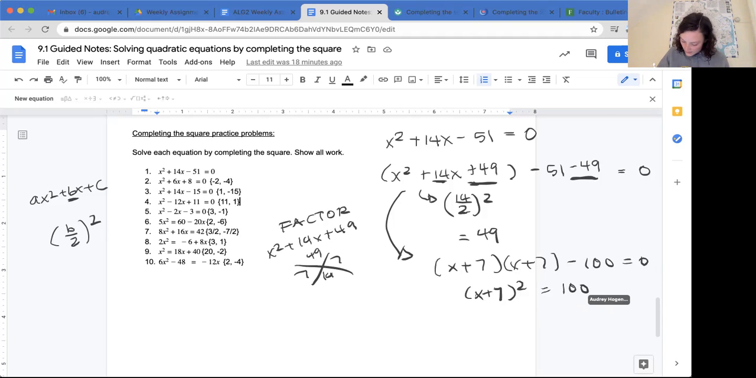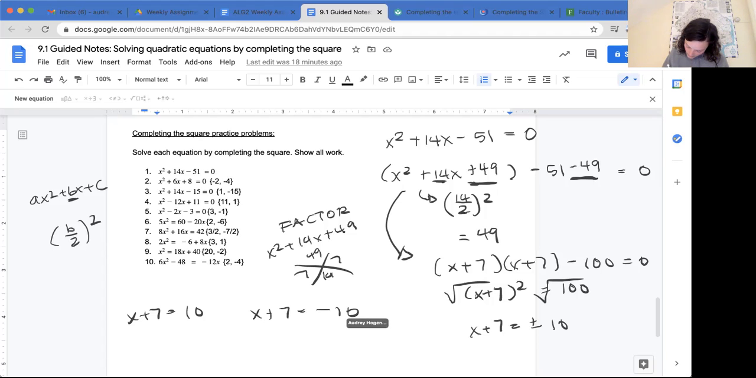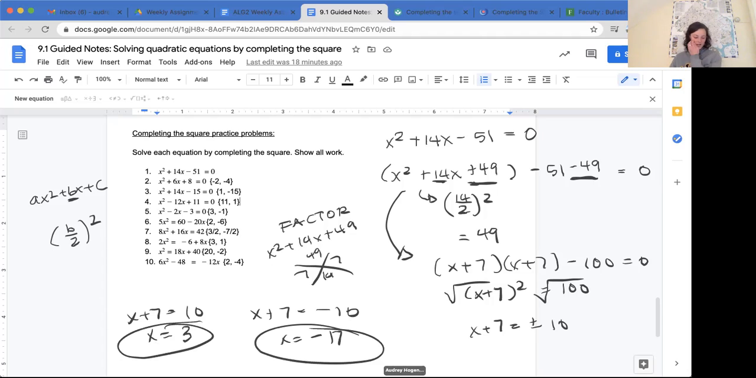And now I can use that handy square root property. So I know that x plus 7 equals plus or minus 10. Then x plus 7 equals positive 10, and x plus 7 equals negative 10. I'm going to subtract 7, and 10 minus 7 is 3. And then I subtract 7 from negative 10 and get x equals negative 17. So my two solutions here are 3 and negative 17.